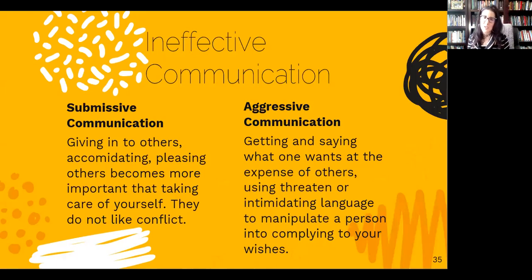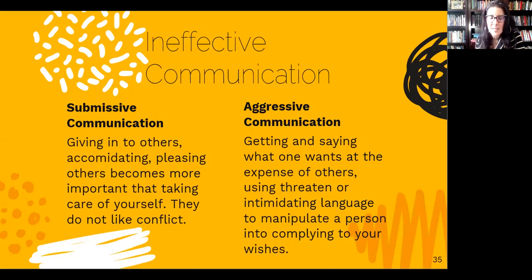Okay, ineffective communication, submissive communication, and aggressive communication. Submissive communication is giving in to others, accommodating, pleasing others becomes more important than taking care of yourself. So we would please others at our own expense. So I might not like conflict so much that I would rather just do whatever you want in order to make that conflict go away. So it's similar to what we were talking about before.